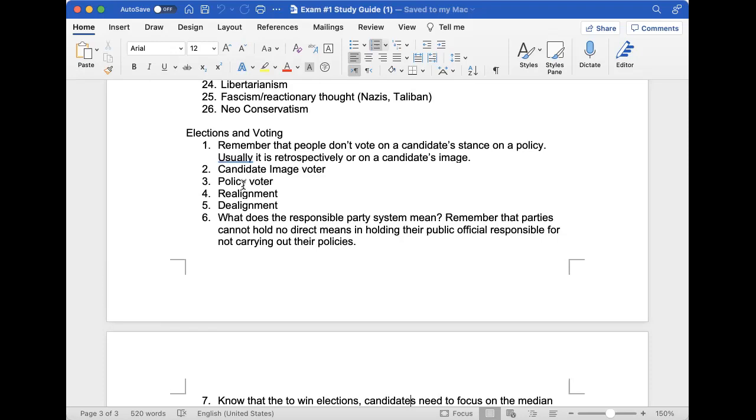Know what the responsible party system is. Remember, even parties cannot really have any direct means of holding elected officials responsible for not carrying out their campaign promises, which is kind of outside of what we feel with regards to the concept of pluralism. In a sense we really don't, because like 90% of the time, incumbents who are already in office will win re-election.